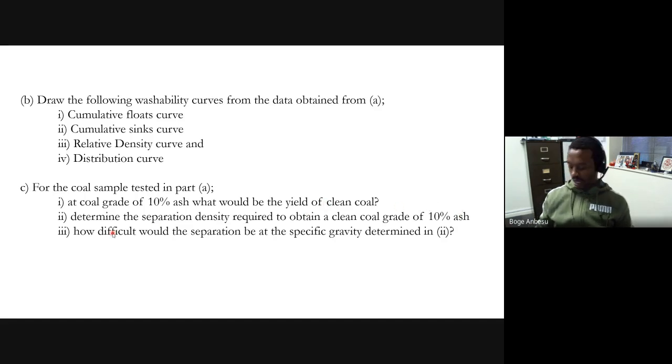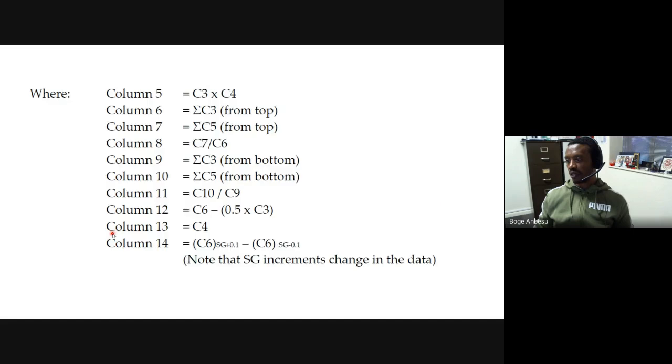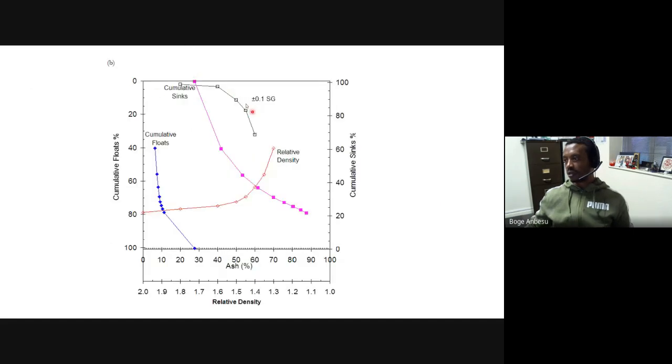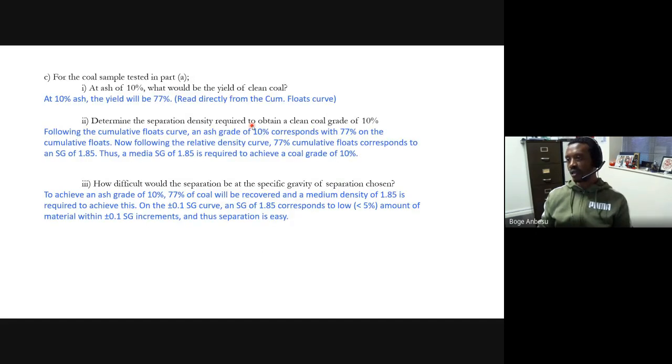And then at 1.8 or 1.85 specific gravity of media, is it going to be a difficult separation or not? Again, I go here and I read from the plus or minus 0.1 specific gravity curve. I go up here and I get a very low number, definitely less than 10%. So this curve is telling me that separation should be relatively easy. I should be able to attain that separation with relative ease. These are some of the things you can obtain.